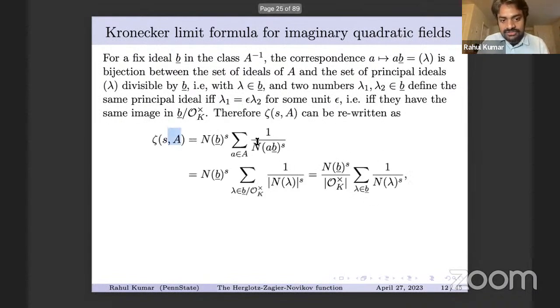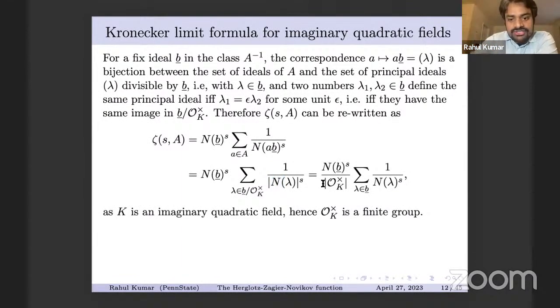Okay, so this is the definition of the partial zeta function, right? What we have done is we have just multiplied by this quantity and divided by the same quantity. Now you can write AB in terms of this lambda, because we have shown that this is a bijection. So you have the norm of lambda raised to the power s. Now our field is an imaginary quadratic field, so we know that the group of units is finite for imaginary quadratic fields. So you can write this last step, because this is the cardinality of that O_K star, the group of units, which is finite for an imaginary quadratic field. So we can write this last step.